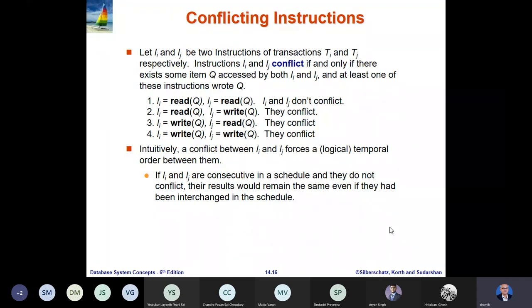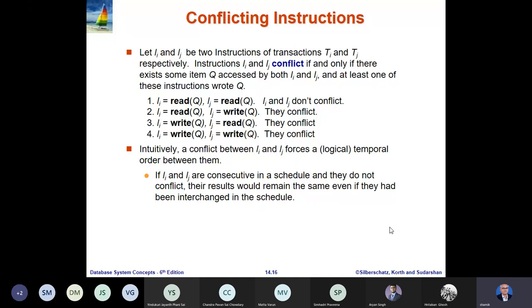It will depend on whether Ii, read Q, came first and then Ij, write Q, or Ij came first, which wrote the value of Q, which was later read by Ii as read Q. Are you able to follow that? So you see that for these two instructions, there is a conflict in terms of the net effect they will have, based on which one comes first and which one comes next. Okay.